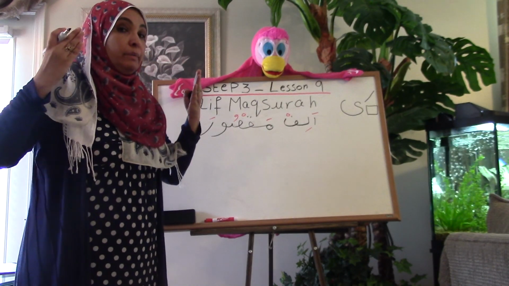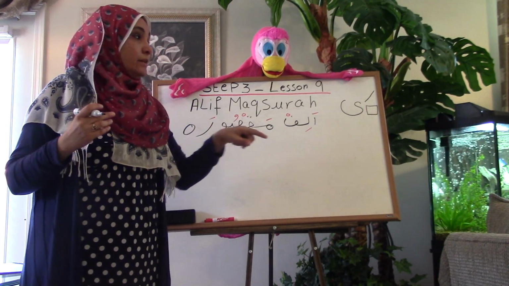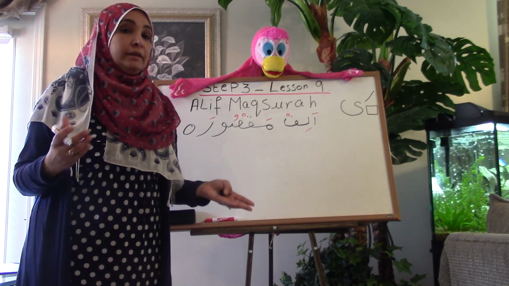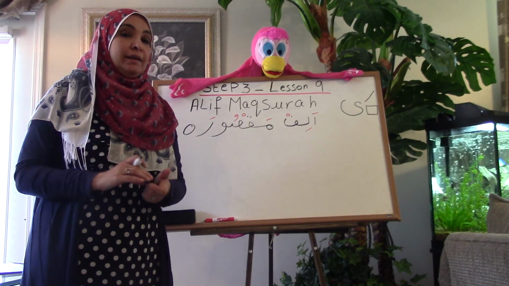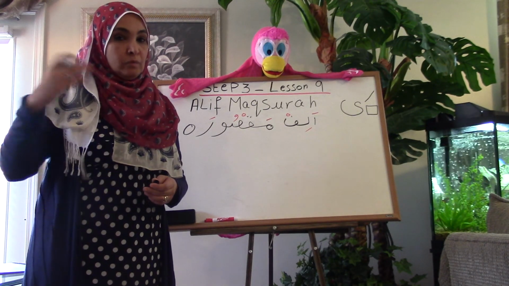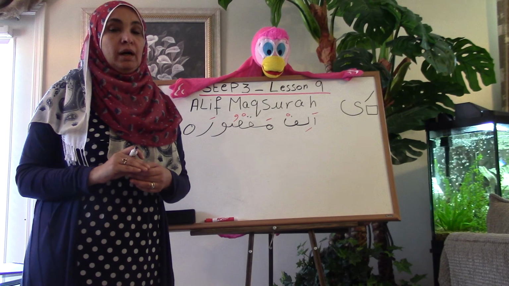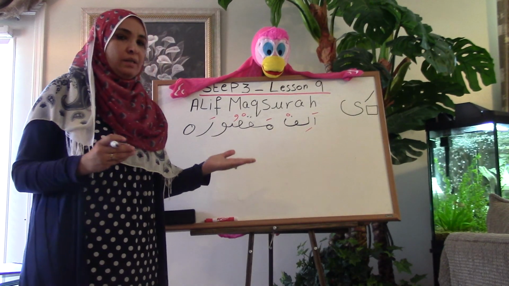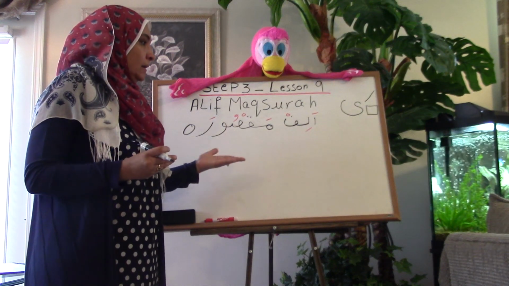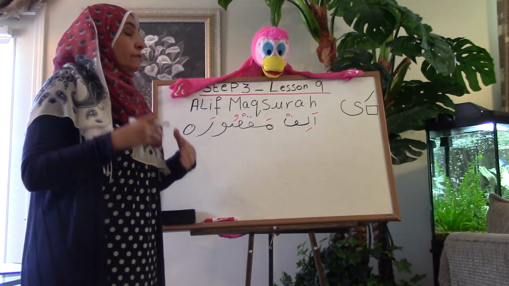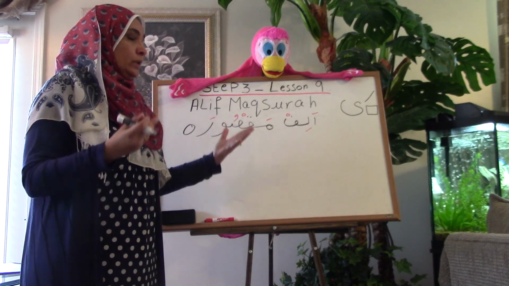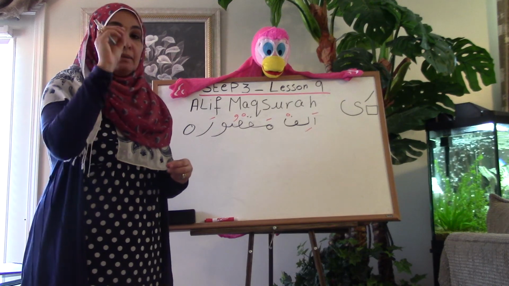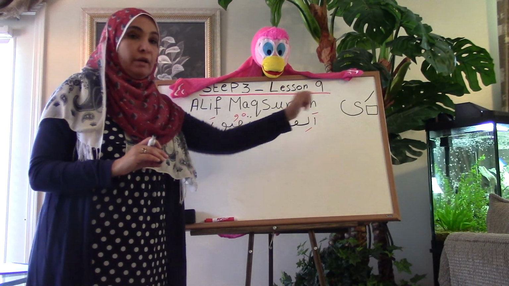Actually, in the beginning, there were no dots. The letters didn't have dots. Ba, ta, and tha didn't have dots. Jim and kha didn't have dots. The dots came only when Islam spread to other countries where people don't know the Arabic language, so they couldn't know: is it a ba or a ta? Then dots were added. Then the fatha, dhamma, and kasra, and shadda, and all the other things were added later on, and then they added symbols to show the Alif Maqsurah.